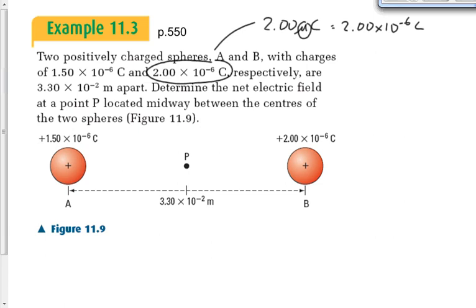Before we use that producer equation to find the field, what are we going to do? Something has to come first. Okay, let's split the radius in half. Not really a radius because it's not a circle here, but the distance in half. So that's going to be 1.65 times 10 to the minus 2, and the other one is also going to be 1.65 times 10 to the minus 2.